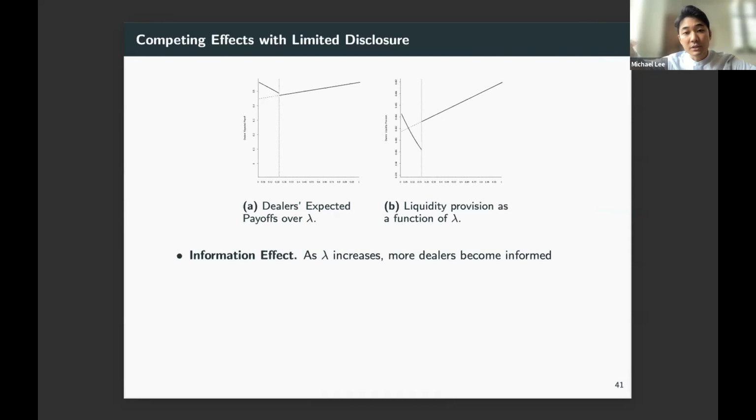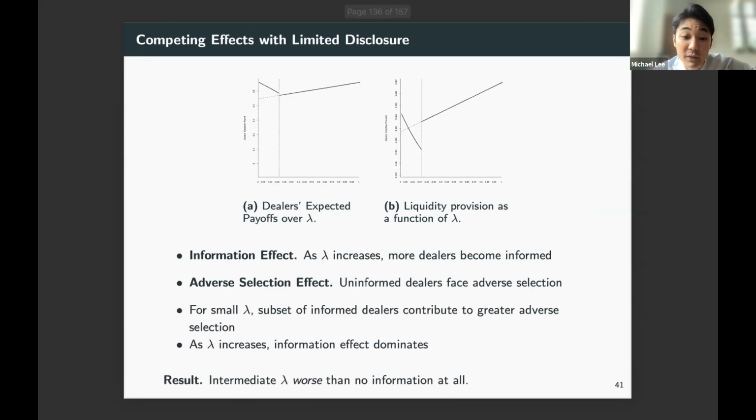Now, because of this non-monotonicity, for limited disclosure in the intermediate values of lambda, market liquidity and also overall market efficiency is worse relative to no disclosure at all. So while we understand that full disclosure leads to better outcomes, having this kind of limited rollout to the dealers can actually harm the market liquidity.